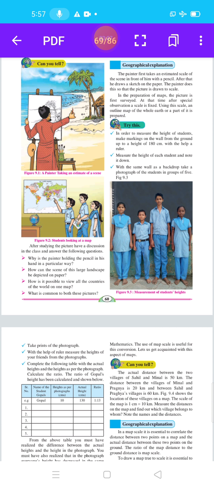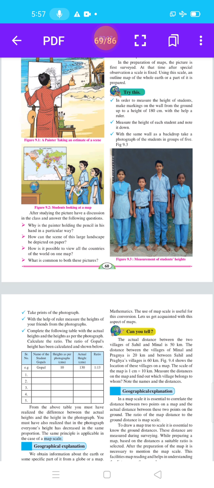The answer of the third question is, it is possible to view all the countries, India, Pakistan, Bangladesh, China, Japan, in one map. How is it possible? The answer is, it is possible to view all the countries of the world on one map by using scale in a map.